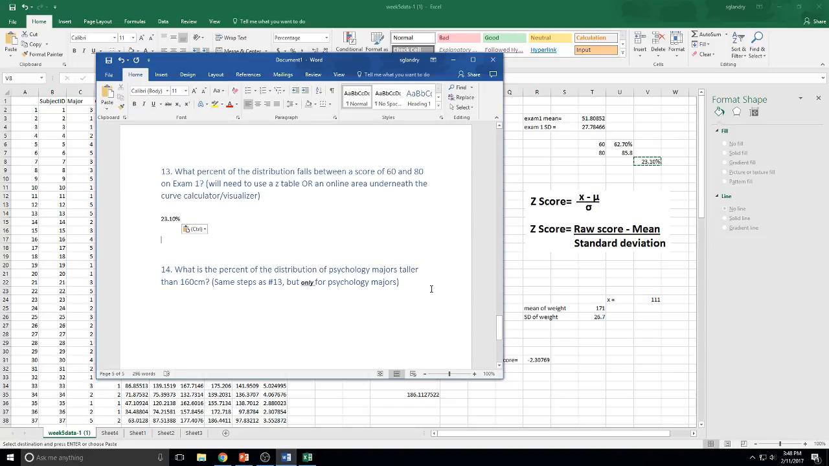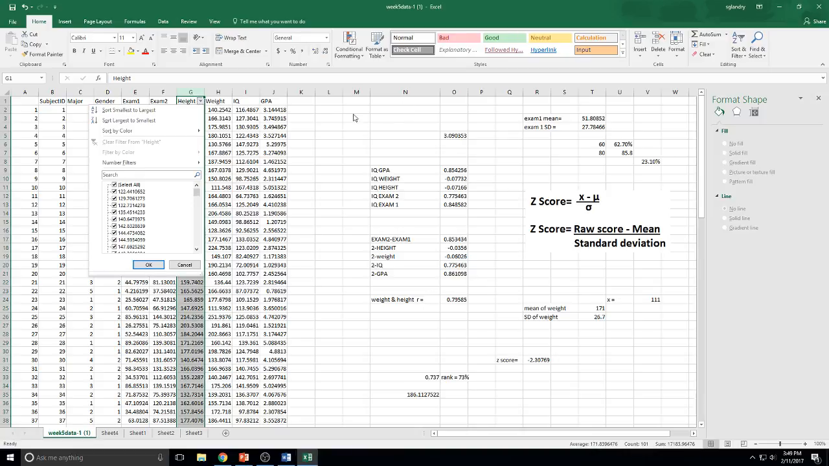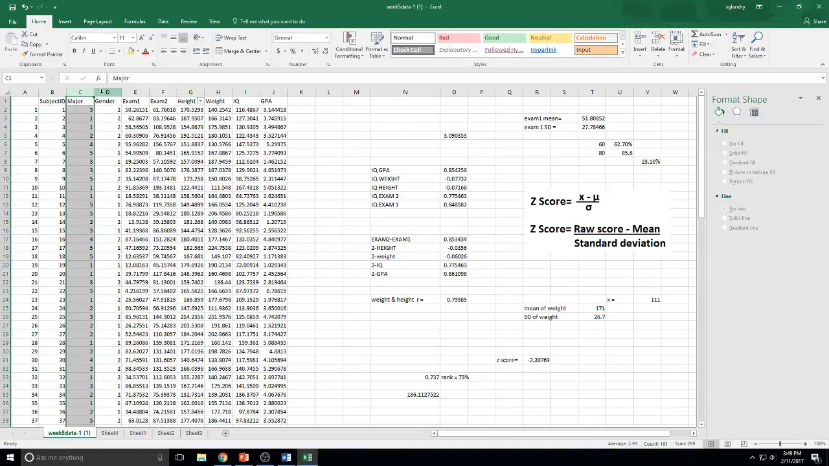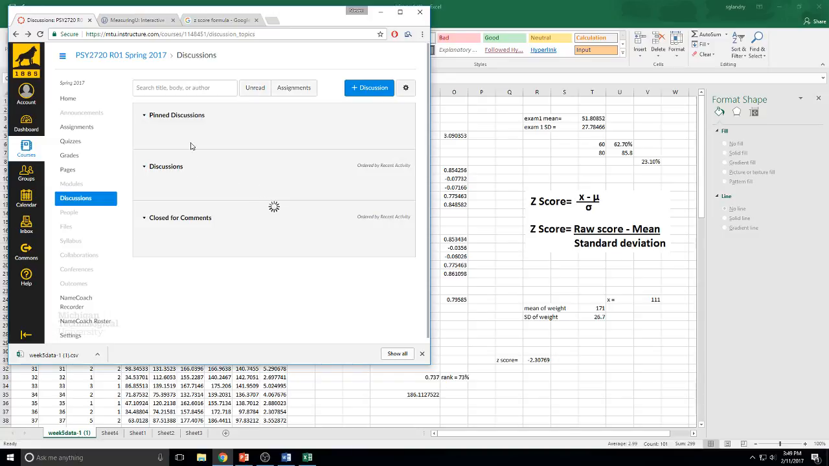Alright, and what is the percentage distribution of only psychology majors taller than 160? Alright, so we're looking at height, but only for psychology majors. So I'm going to filter. What's going on? I want to filter. Well, alright, I'm talking about height. Height, filter. Nope, I'm not filtering height. Don't be an idiot. I'm filtering by major. And what are the majors? What number is psychology?